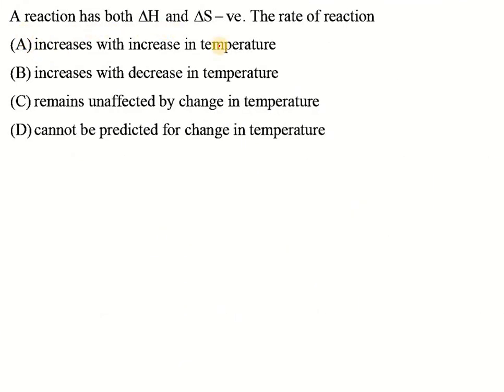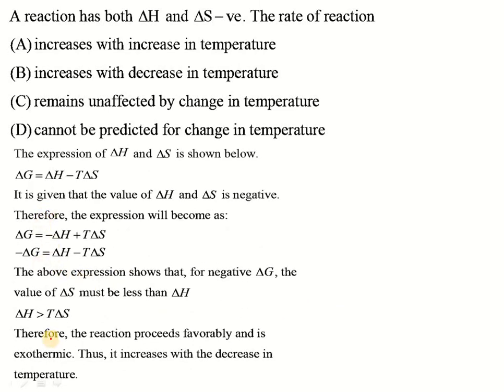Next, the reaction has both delta H and delta S negative. The rate of reaction is? See, using the Gibbs free energy equation, delta G is equal to delta H minus T delta S. So in this, the value of delta S must be less than that of delta H to become spontaneous in nature. So therefore the reaction proceeds favorably and it is exothermic, so that it increases with the decrease in temperature. That means the rate of reaction increases with the decrease in temperature.